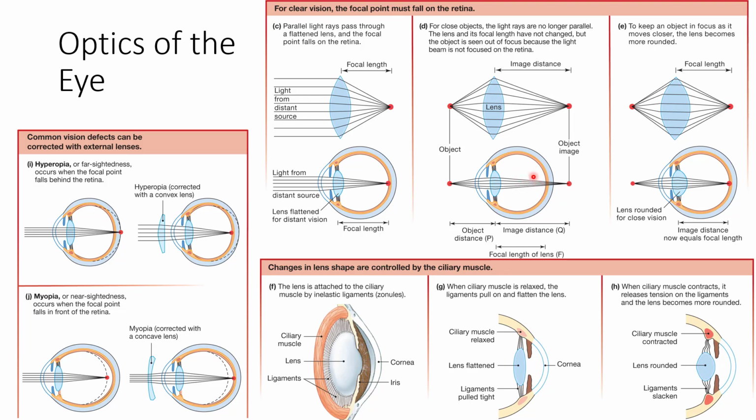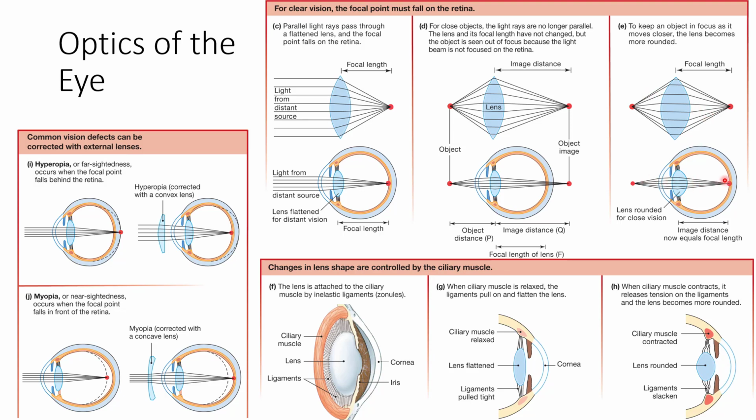So to adjust that, the lens needs to be rounded. We need to increase the amount of refraction that's occurring. And in order for that to occur, we use the ciliary muscle. So this ciliary muscle, when it's relaxed, then the lens is pretty flat. When this muscle contracts, it bulges up and causes all these ligaments to become loose. And so the lens, instead of being stretched and flattened right here, becomes more rounded. And that then changes the focal length.